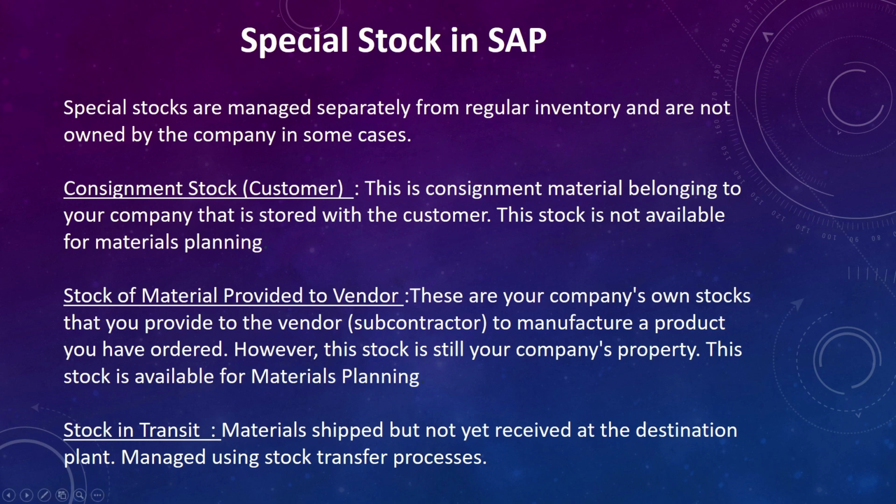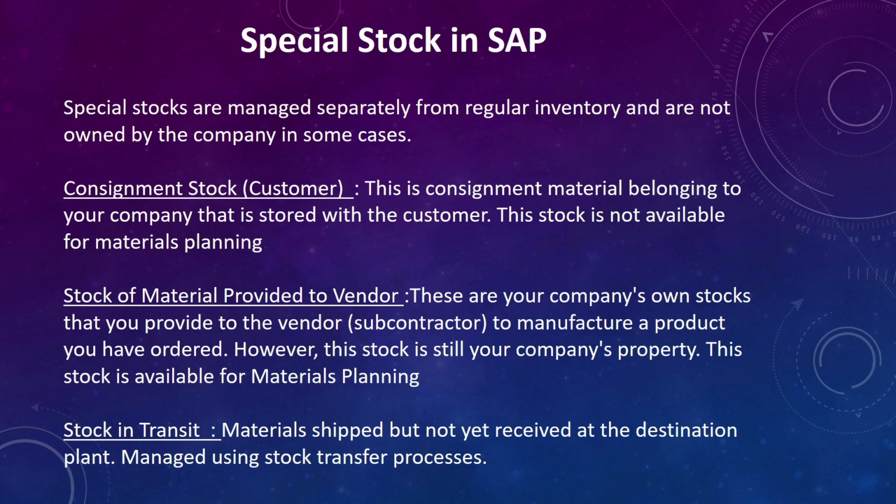First we will see consignment stock for the customer. This is consignment material belonging to your company that is stored with the customer. This stock is not available for material planning. An example can be material sent to the customer. The customer consumes that material whenever required and billing happens only after the consumption.